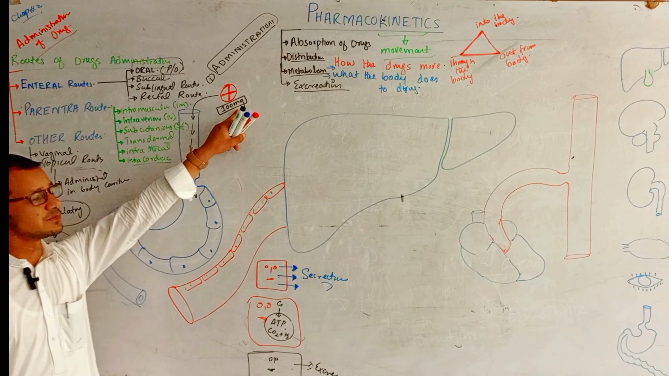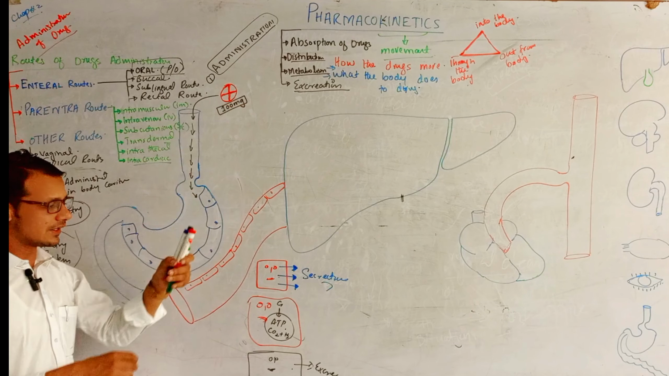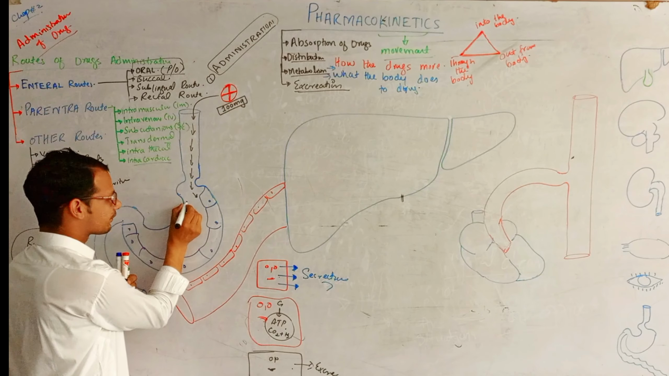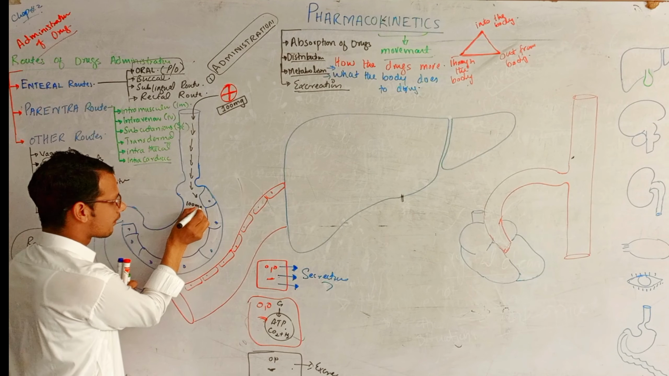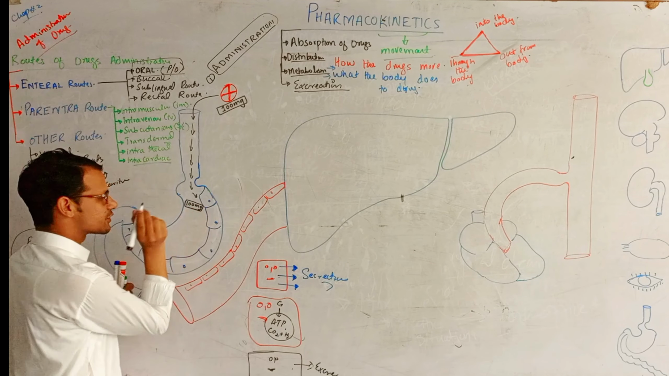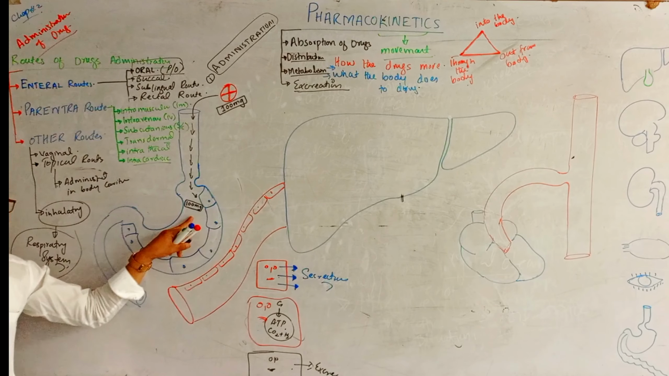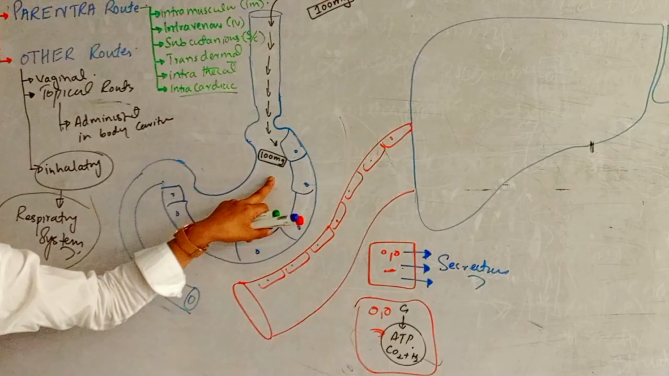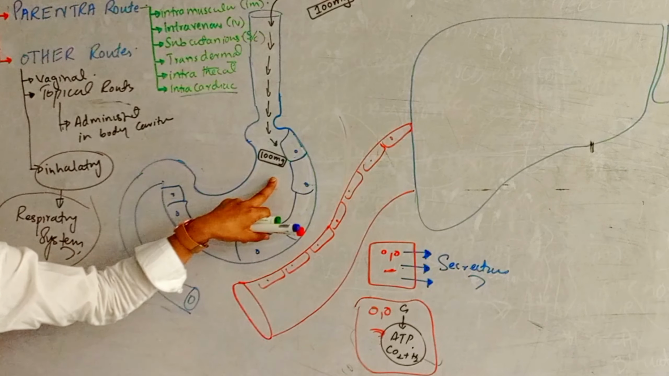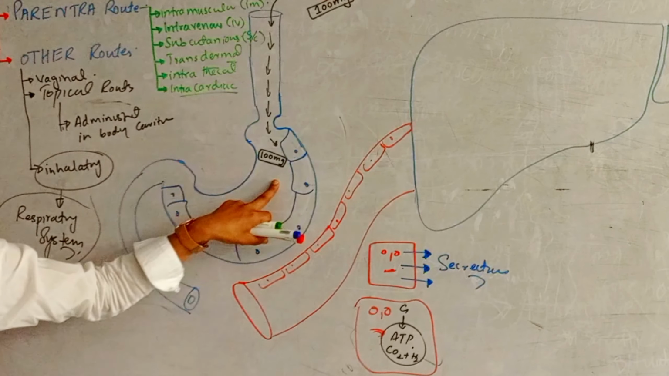Now this is a 100 mg tablet. A 100 mg tablet came into the stomach. Here a process is called liberation. Through liberation, this tablet will break down into additives and APIs.